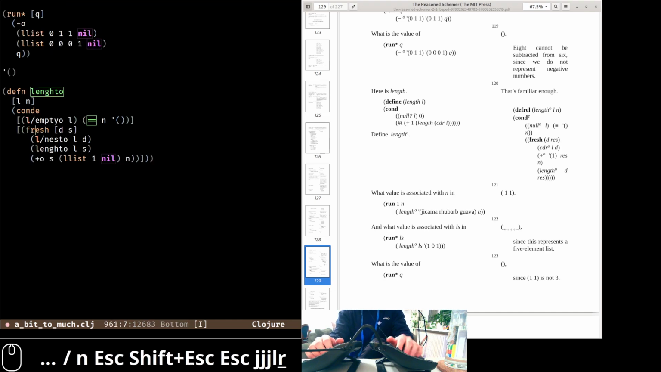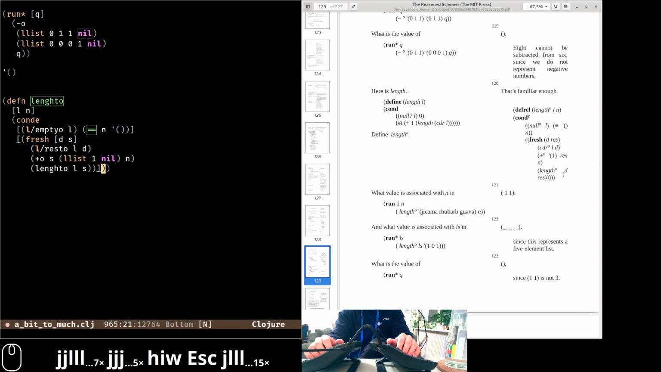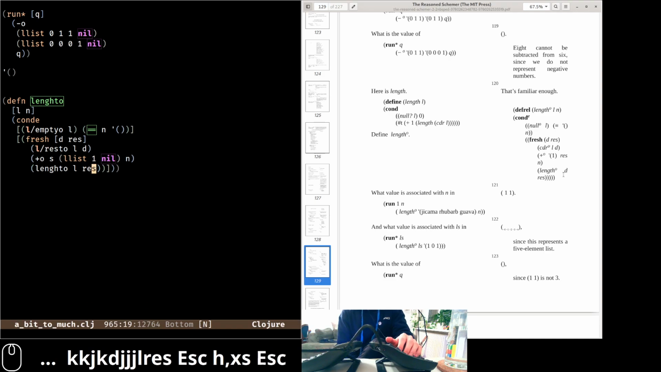Oops, that was too many. Nesto, also resto. Dres, then say coulda, then plus res this, and then length. Oh yeah, I made a mistake here. This should be the last, and instead of s, they call this res. Okay, for response, I guess, or result. And plus result and then do the recursive call.